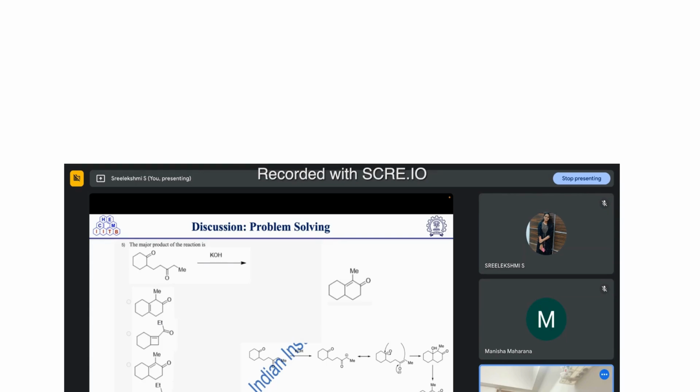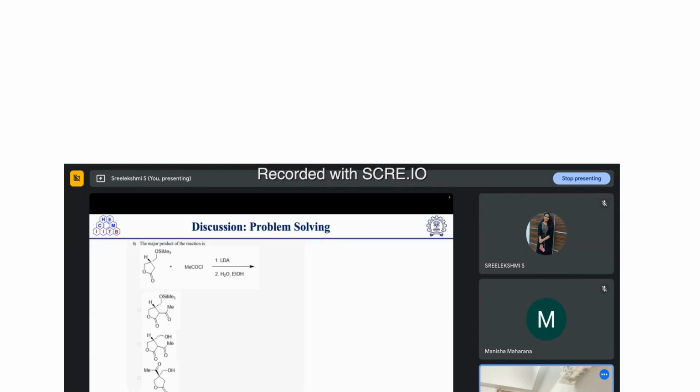Now moving to the next question, the major product of the reaction. So here we are treating this particular compound with this methyl COCl, first with LDA, then with water and ethanol.